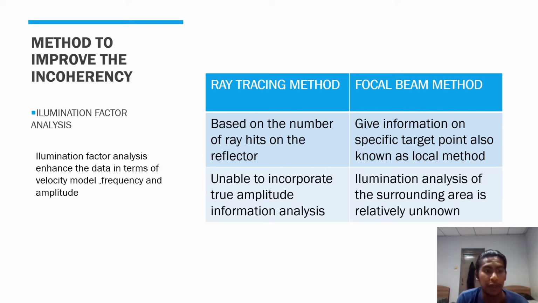it allows us to perform a quick illumination analysis once a velocity model of the subsurface is known. It gives information on a specific target point, also known as a local method, and the illumination analysis of the surrounding area is relatively unknown.